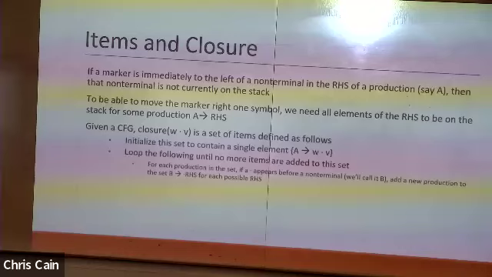For each production, if a dot appears before a non-terminal, so basically if V starts with a non-terminal, then we need to add a new production to the set, B arrow dot right-hand side, for every possible right-hand side that we could have. If there are multiple productions, B arrow this, B arrow that, we would be adding each of those productions to this closure set. Does that make sense?